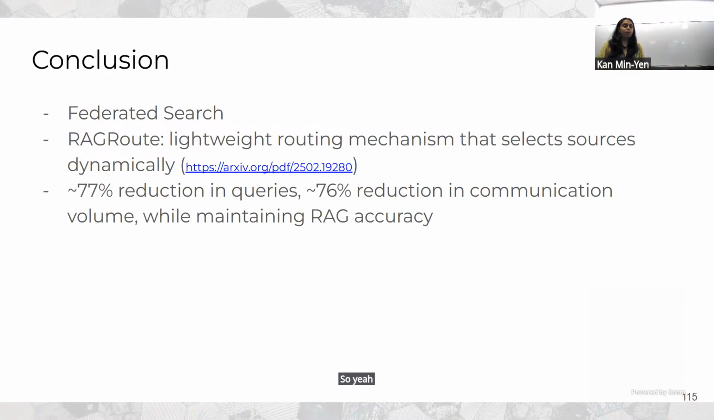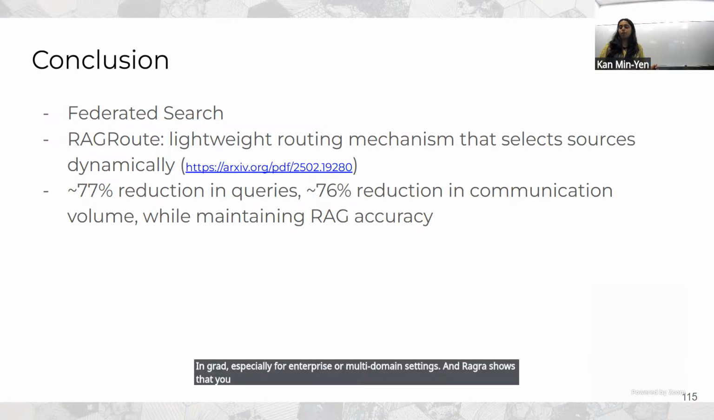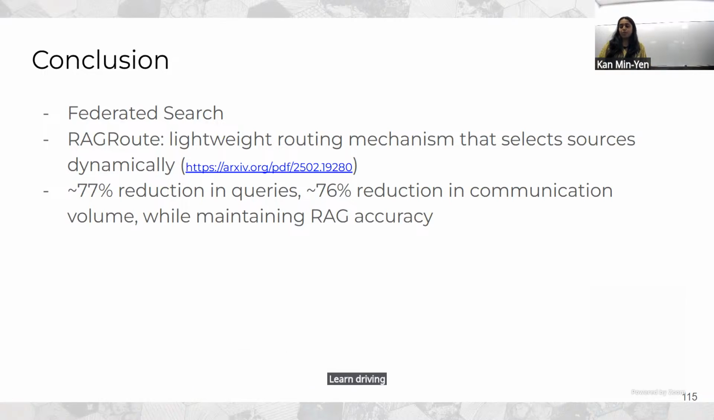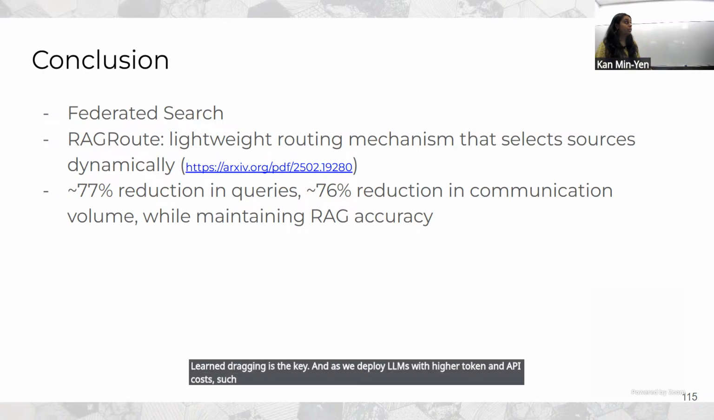So to close it up, I think federated search is one of the important steps in RAG, especially for enterprise or multi-domain settings. RAGRoute shows that you do not necessarily have to query everything, and intelligent learned routing is the key. And as we deploy LLMs with higher token and API costs, such efficiency strategies are indispensable. So, thank you.